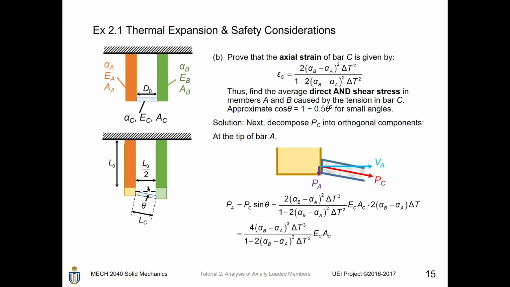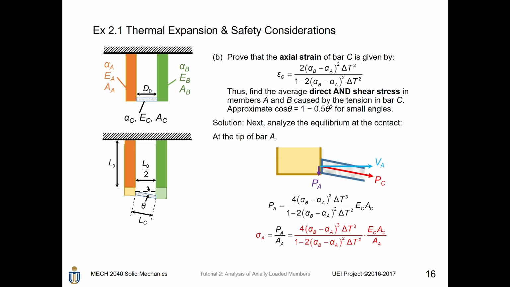Consider the tip of the bar A. We know for bar C there is a tension like this. For this tension, we decompose it into orthogonal components. The component which is normal to the cross-section is the direct force. The component which is parallel to the cross-section is the shear force. Then we can find the direct force and the shear force. For sine theta, it is what we did in part 1: 2 times (alpha b minus alpha a) times delta t. Then you put this into the numerator to get the axial force, or the direct force.